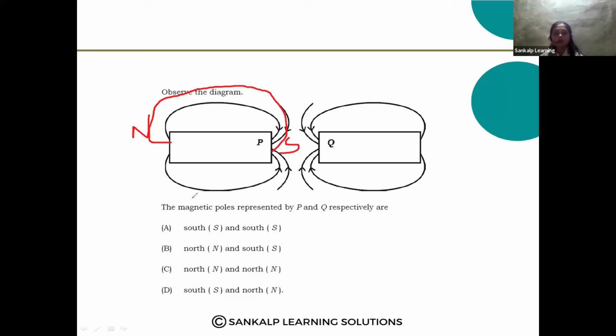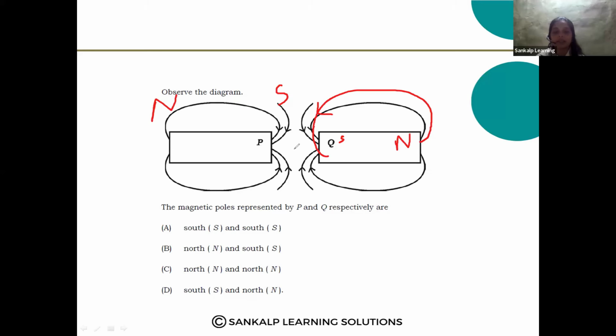So here this is north and this is south. Here also, see the direction, they extend from north to south. Here this is north and this is south. And here observe this, both the magnetic field lines are repelling each other, they are not attracting each other. Then what are both poles here? What is the correct answer here? Option A, that is the correct answer. So note down this question, very important.